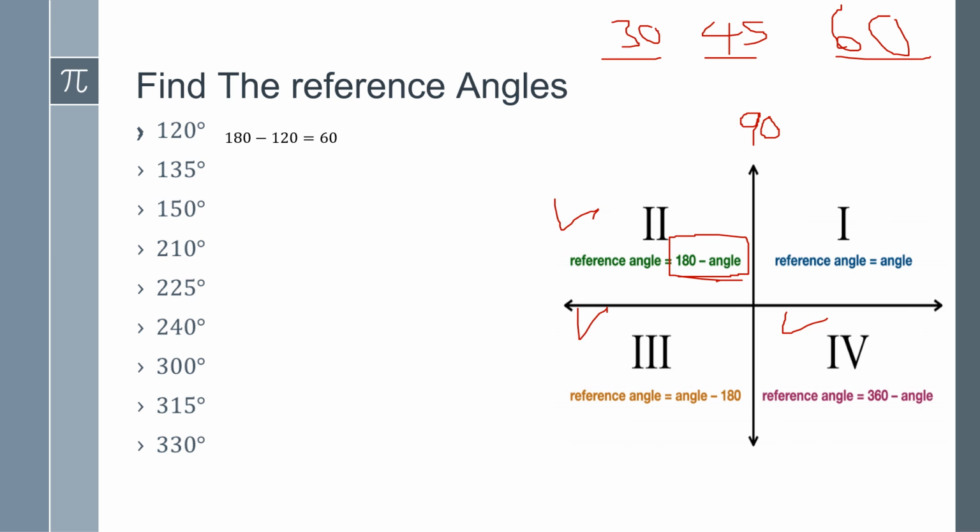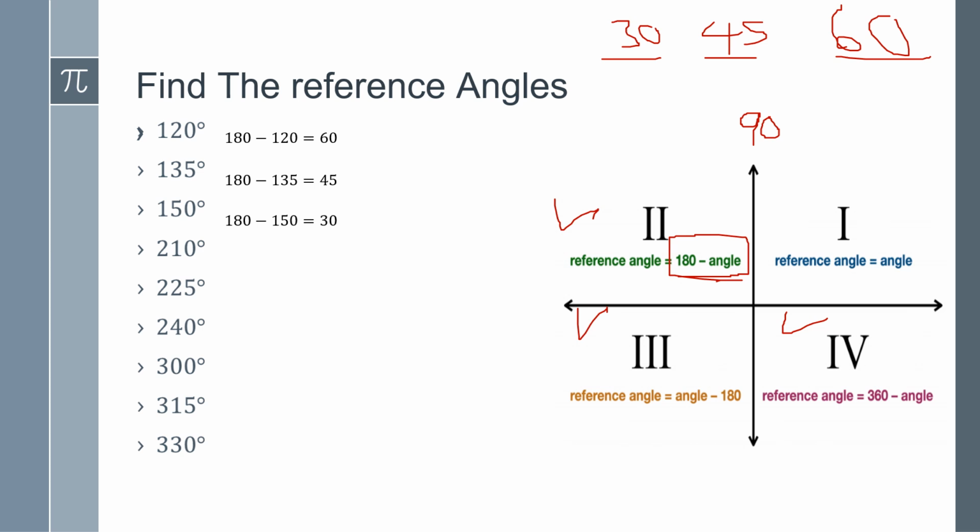All right, welcome back. So 135, did you realize that was in quadrant 2? And you subtracted 135 from 180? If you did that and got 45, you are a legend. Let's do 150. 150, did you realize it was also in quadrant 2? And then you subtract 150 from 180, and you got 30? Good job.